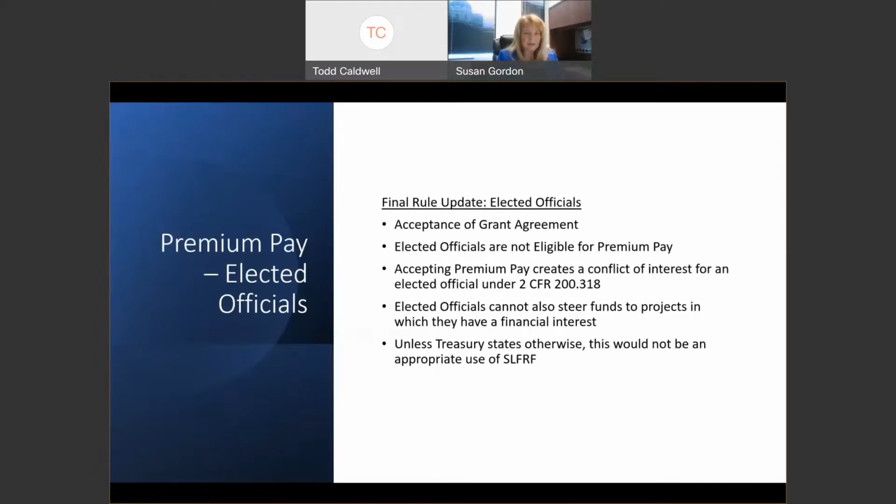Now, if you have made payments to elected officials already, in premium pay, we are also coming out with a memorandum offering potential solutions for that. So I would expect to see that soon as well. I just don't know exactly the date that that's coming out. But if you haven't made premium pay payments to elected officials, then do not do that. If you have made premium pay payments to elected officials, watch for the memorandum that's coming out, which is going to offer you some solutions for that.